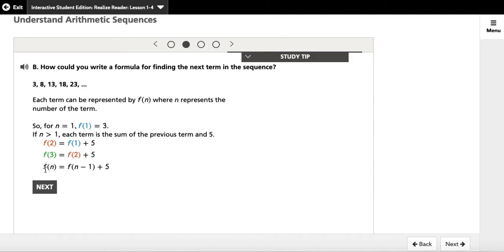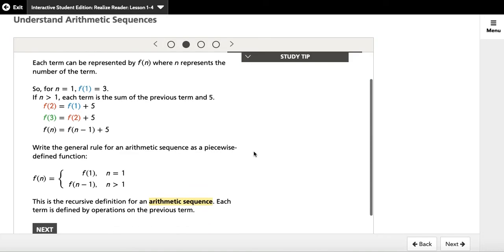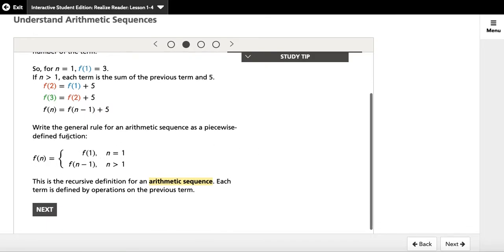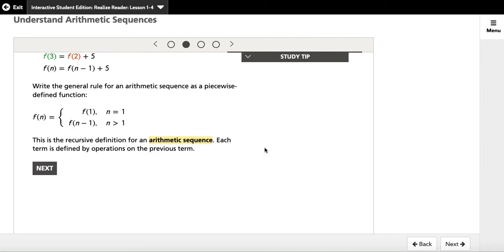So in general, f of n is going to equal f of n minus 1. That's the previous term. For example, if n were 17, this would be the 17th term, and then 17 minus 1 would be 16. This would be the 16th term. And what do we do to the previous term? We're going to add 5. That's one way of writing it. In general, it would be written like this piecewise function here. It's a recursive definition for an arithmetic sequence.